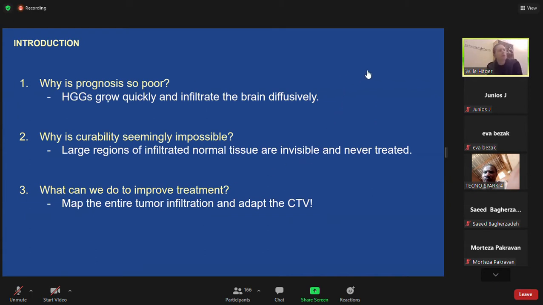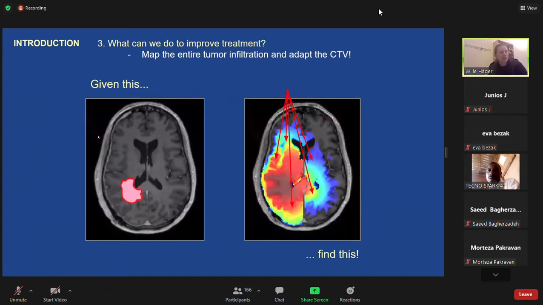Well, high-grade gliomas grow quickly and they infiltrate the brain aggressively and diffusively. Curability is seemingly impossible because large regions of infiltrated normal tissue are invisible and they are thus never treated in the first place. So what can we do to improve treatment? If we map the entire tumor infiltration, we could perhaps adapt the CTV to better conform to the actual invasion. Basically, given the GTV, we want to find the actual invasion.